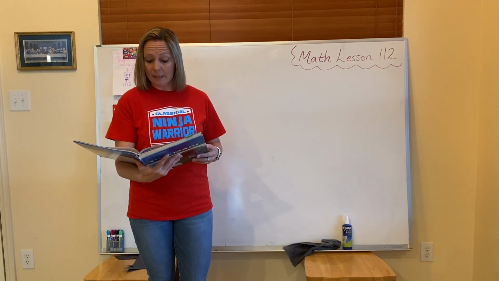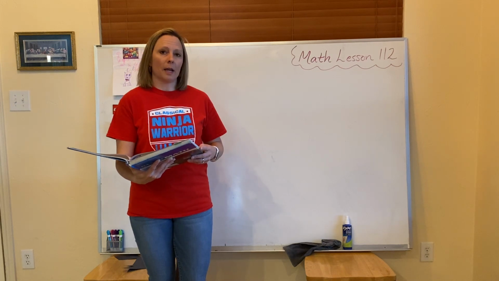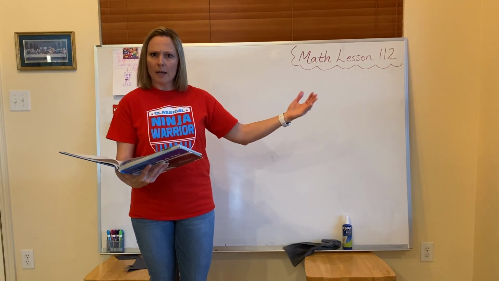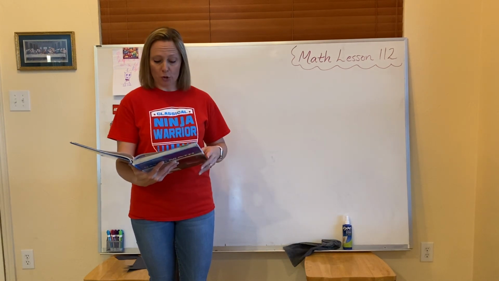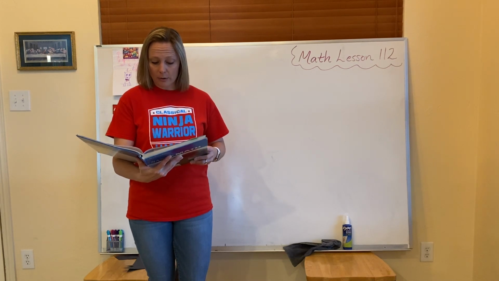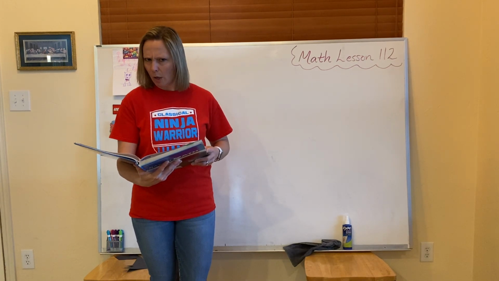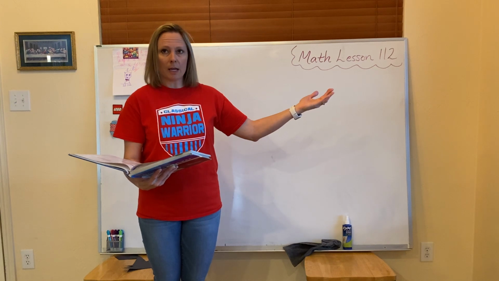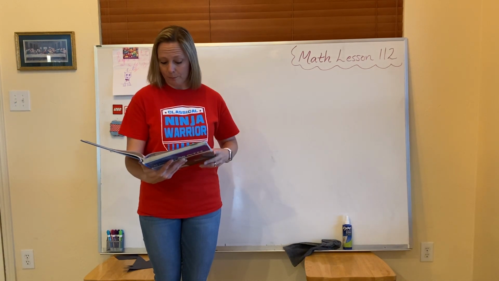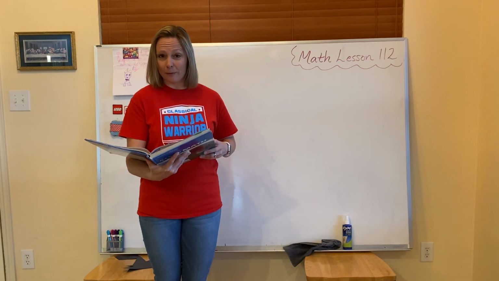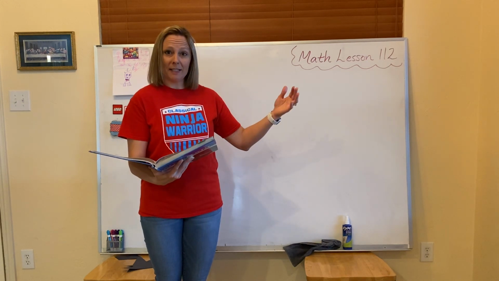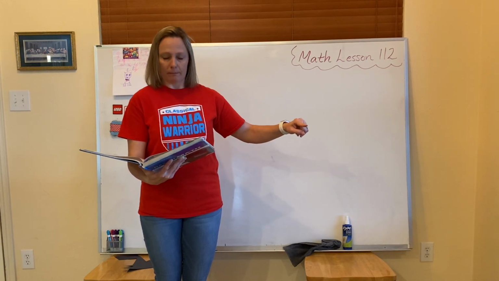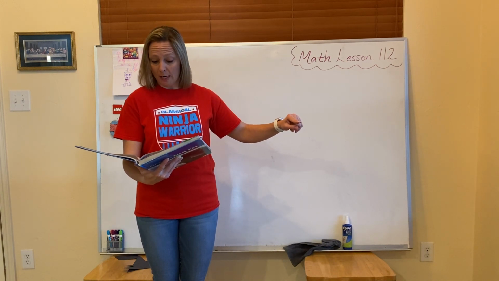D, positive 8 divided by negative 4. Okay, we have a positive divided by a negative. That means the answer will be negative. 8 divided by 4 is 2, so the answer is negative 2. E, negative 8 times positive 4. Well, we have a negative times a positive. The answer will be negative. 8 times 4 is 32, negative 32. F, negative 8 divided by positive 4. We have a negative divided by a positive, so that means the answer will be negative, right? 8 divided by 4 is 2, so the answer is negative 2.